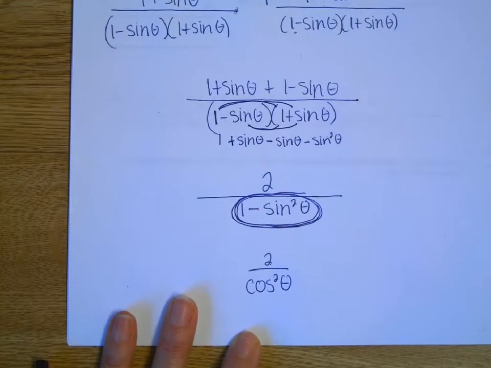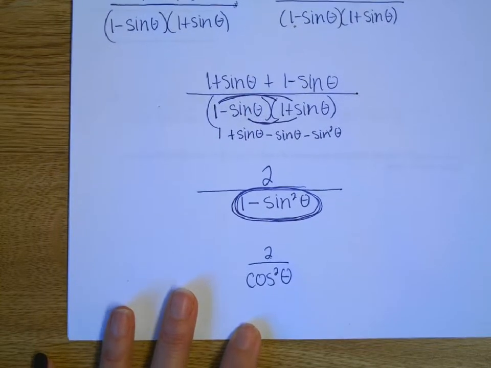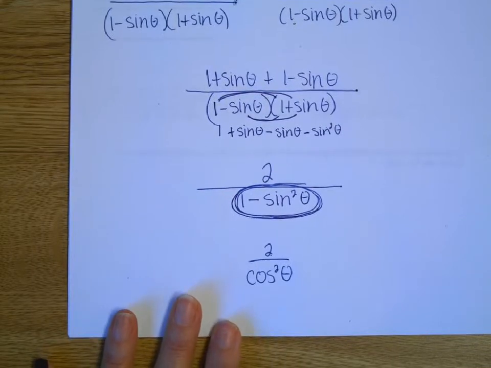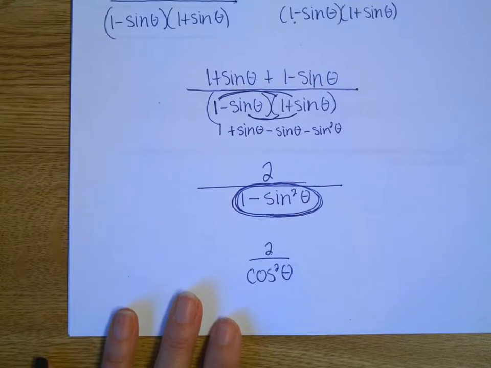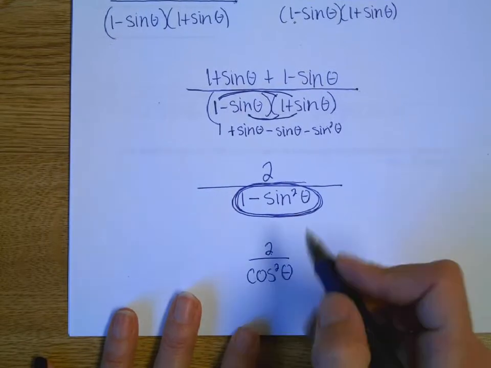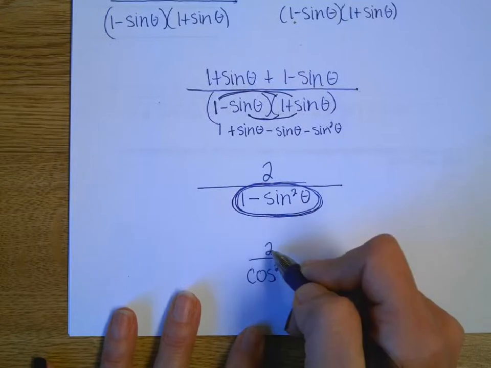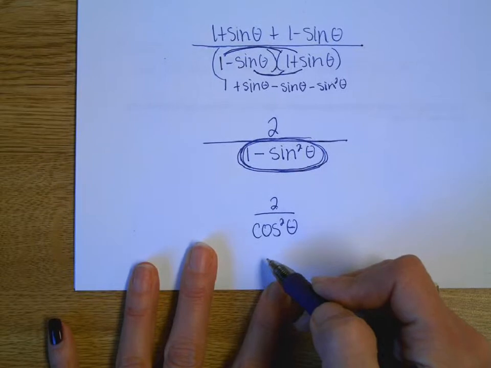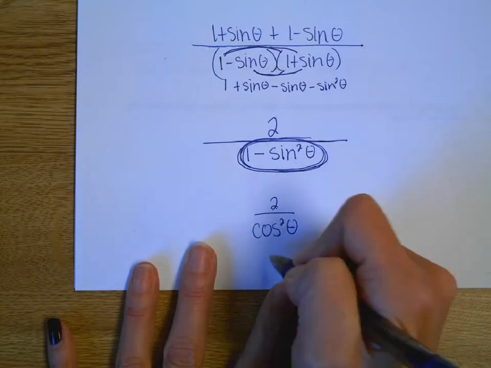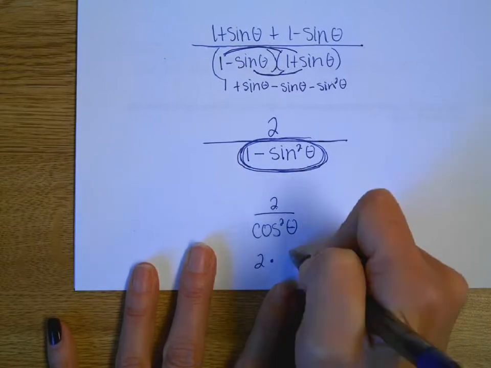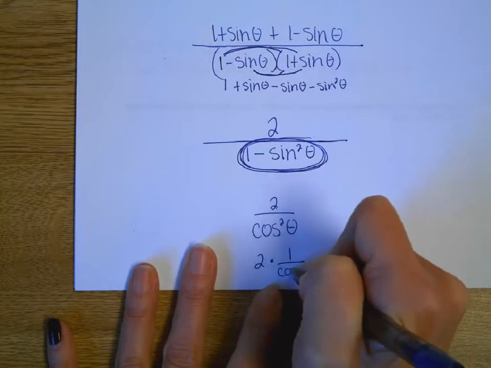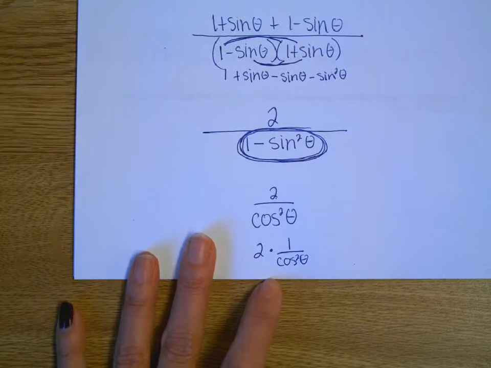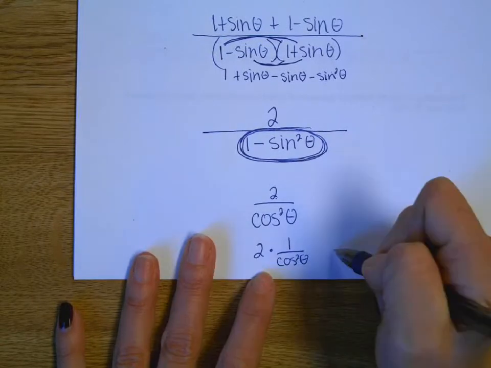Almost. Does it equal 2 secant squared? I will show you where it's coming from, but I would be fine with you saying that this equals 2 secant squared, because it's 2 times 1 over cosine squared. What's 1 over cosine squared equal? Secant squared. Yay, we won.